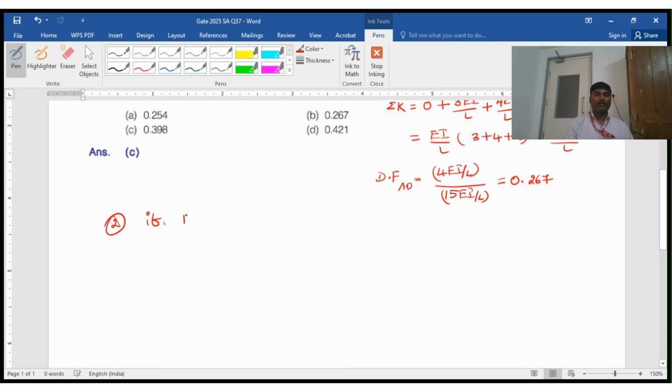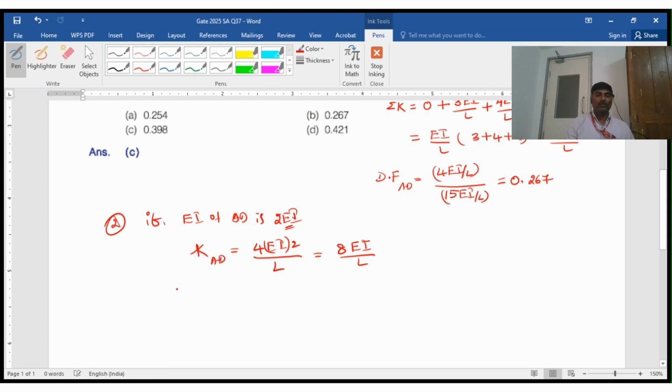Now case 2, where the flexural rigidity of AD is 2 EI, that is the flexural rigidity of the member is twice for the entire member AD. Then K of AD will be 4 times twice EI by L, which is 8 EI by L.